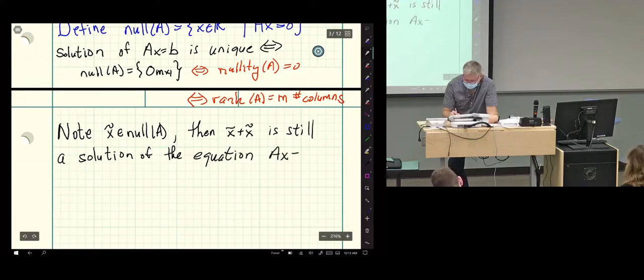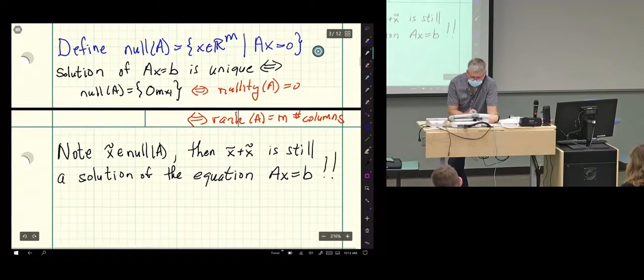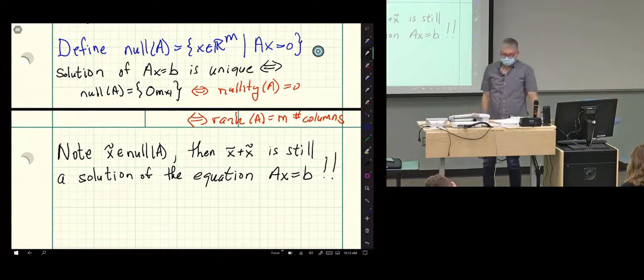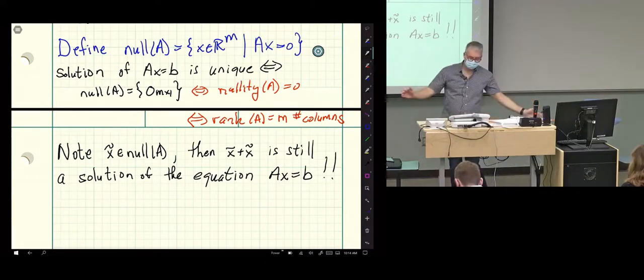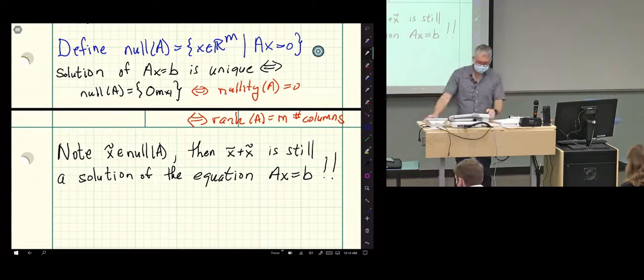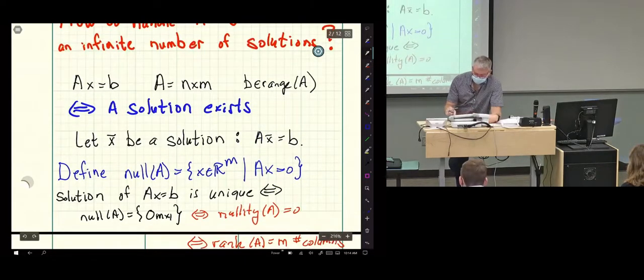I can see you're writing furiously. Okay, let's catch our breath. Whew. We're all excited. We're taking care of the very last case that we discovered on day 1 in the course. Okay, we have a solution exists. We've got one of them. We just called it x bar. You want to call it x triple bar?